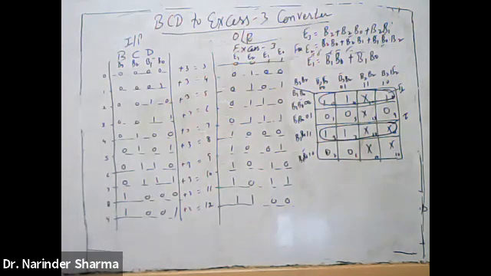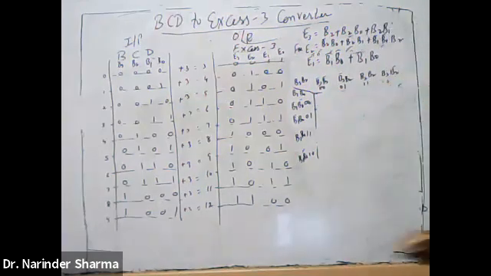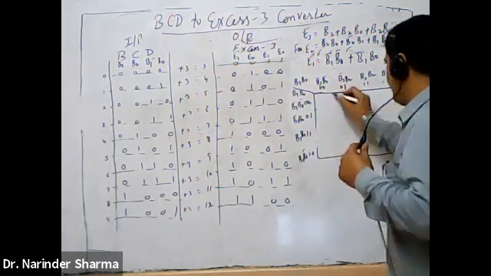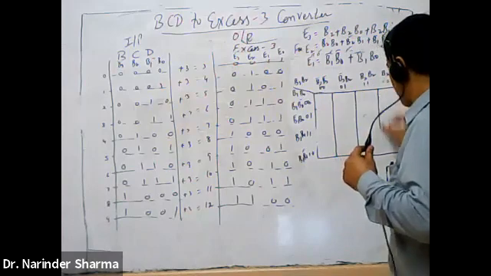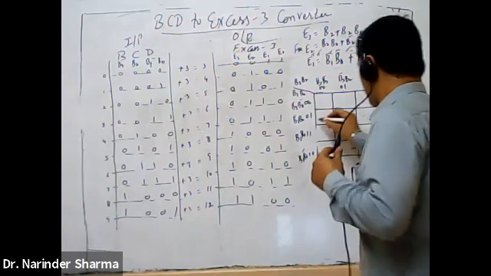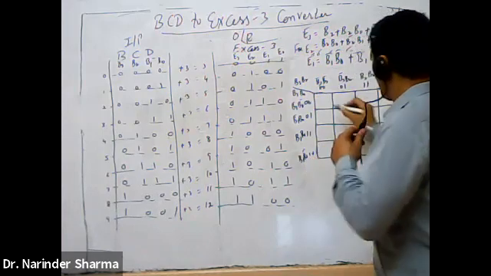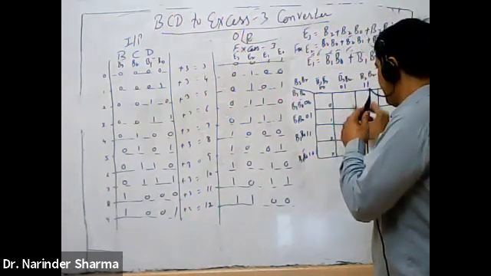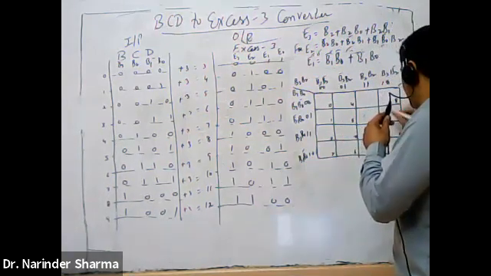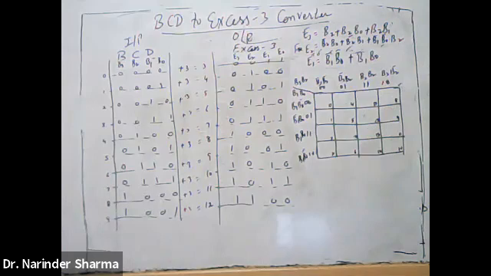Now similarly we will pursue for the E0. Again we will draw the 4 variable K-map. Number it as 0, 1, 2, 3, 4, 5, 6, 7, 8, 9, 10, 11, 12, 13, 14, 15. E0.